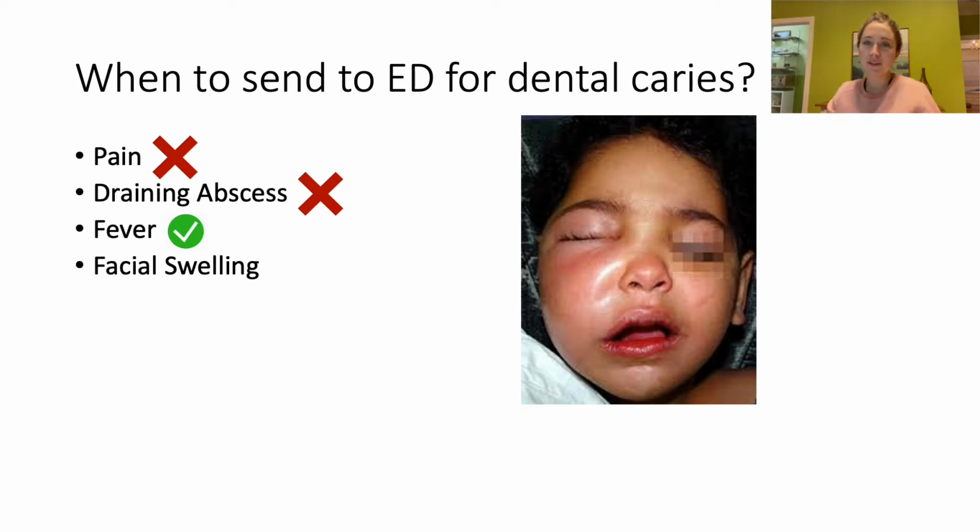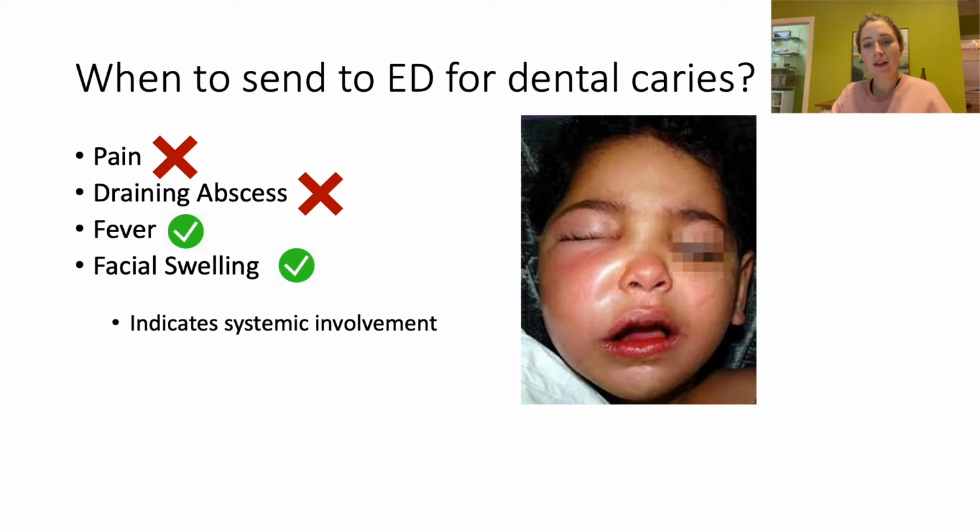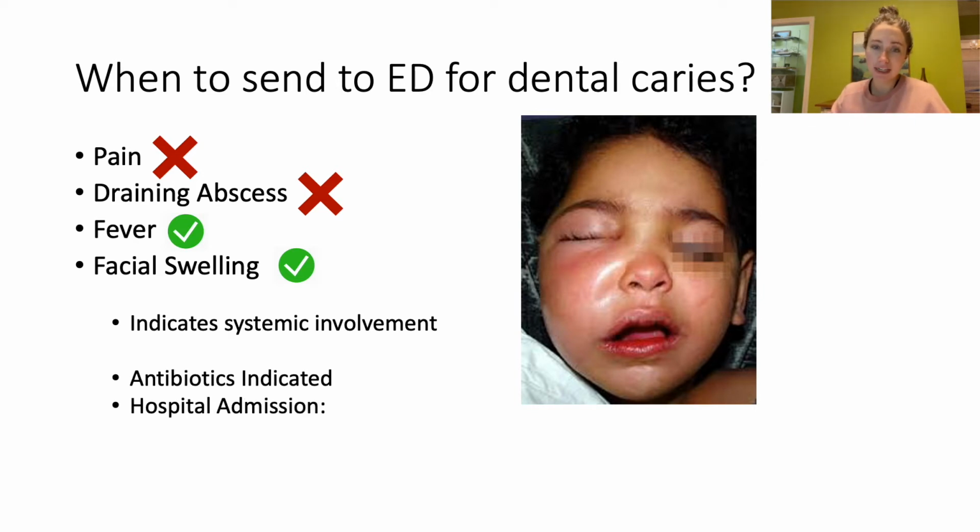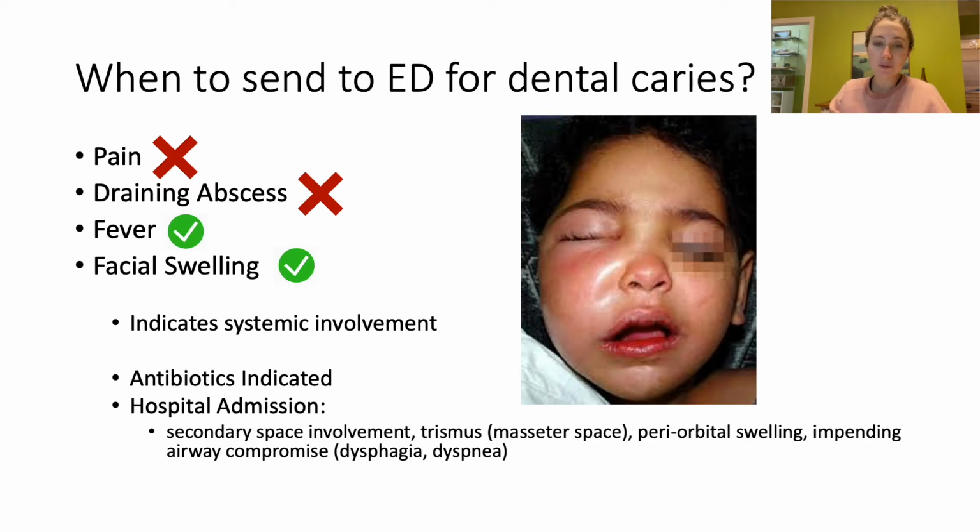What about for facial swelling? For that, we also want to consider sending to the ED because it also indicates systemic involvement and antibiotics are needed. You should consider hospital admission if there's secondary space involvement. So primary space is all the space just immediately surrounding the teeth. If it's just in the primary space, you see like a gumball size swelling right here, that's considered primary space. What we don't want is it going to secondary spaces.